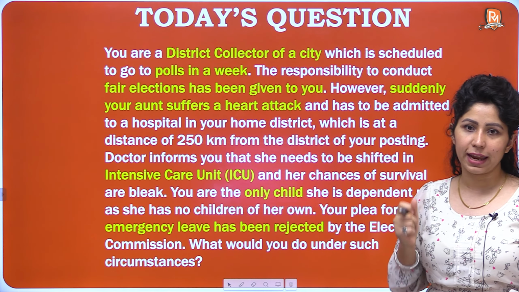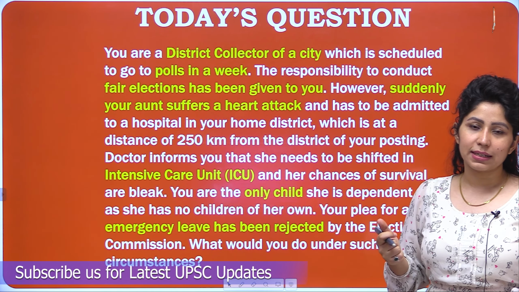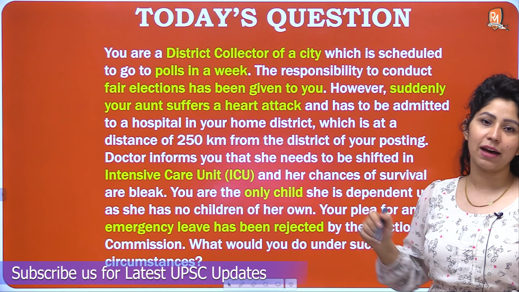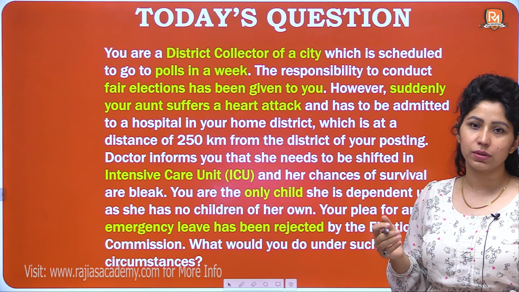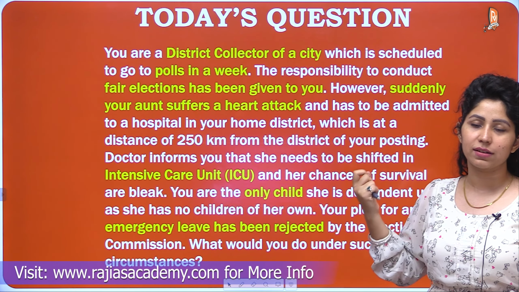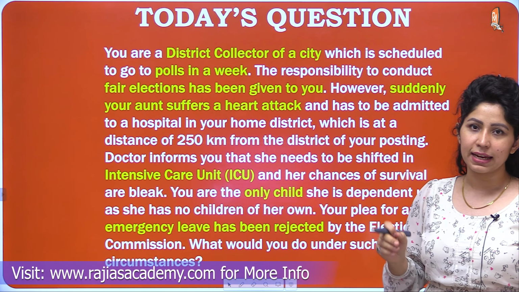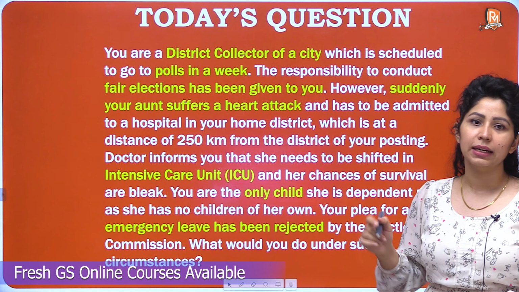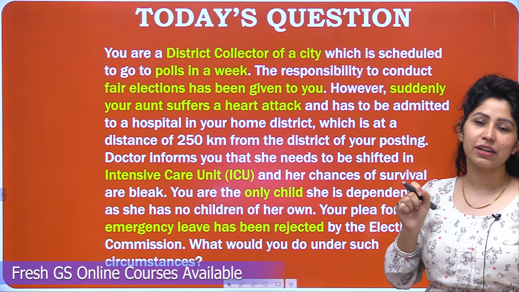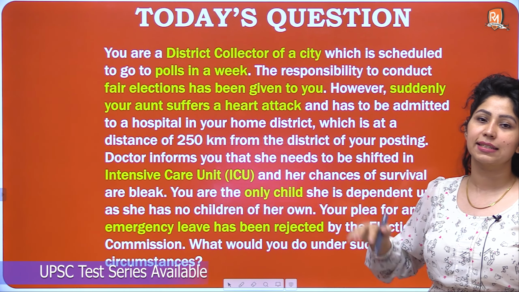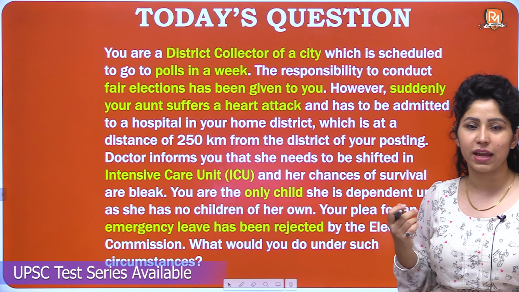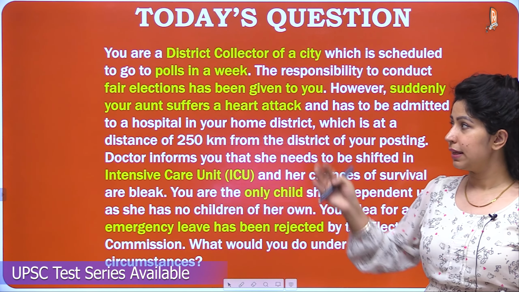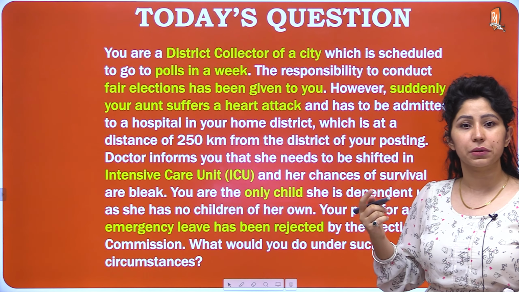First of all, district collector of a city. Second part is polls in a week. Then you have fair elections has been given to you. So, what we can assume is that you are the DC of the city and polls are being held. Elections are coming next week and you are given the charge of conducting elections, and suddenly your aunt suffers a heart attack. So, there is a personal problem in your life. Now, how will you address it? This should be the question.